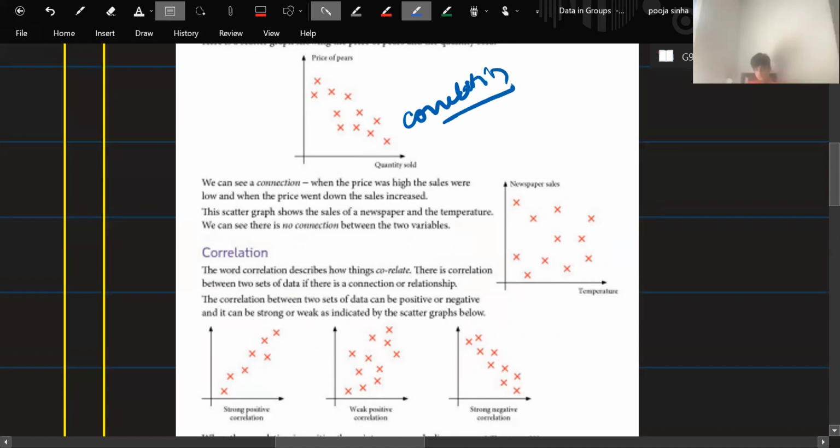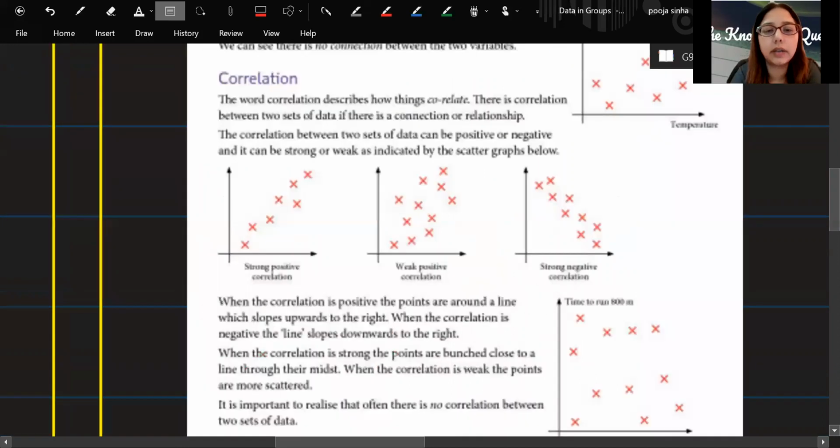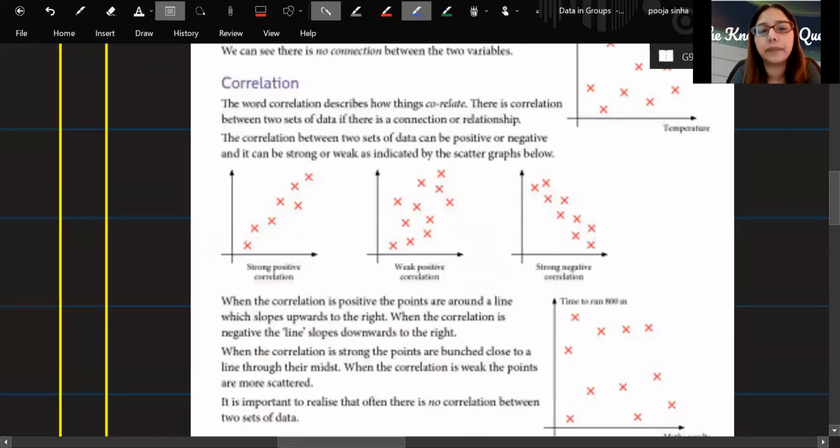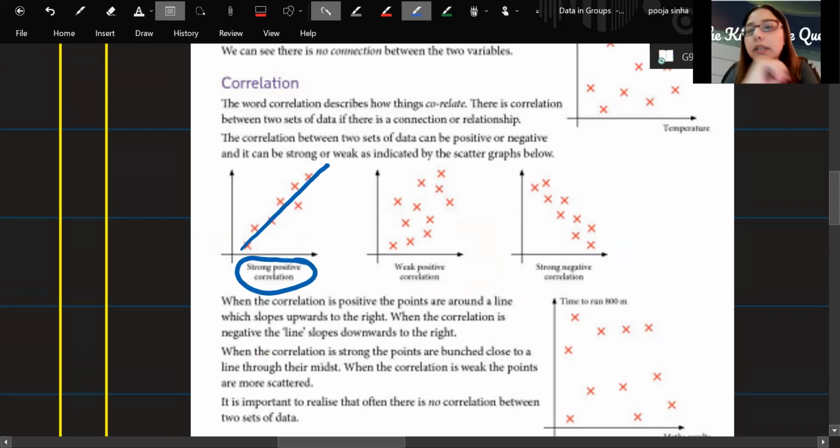Okay. So now we are going to look at different types of graphs and understand what kind of correlations are there. Now here, what kind of graph do you see? Straight up, very clearly, right? So this is a very strong positive correlation. I can clearly see it's going up.